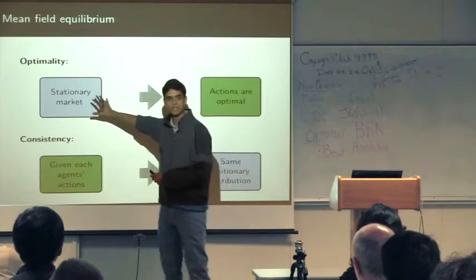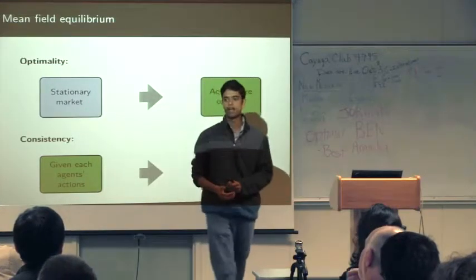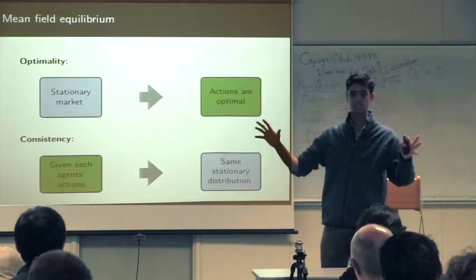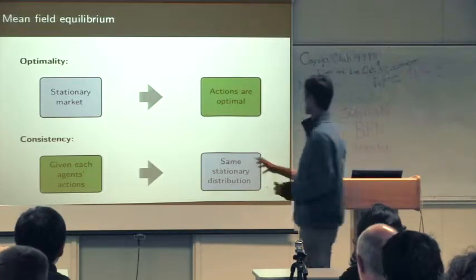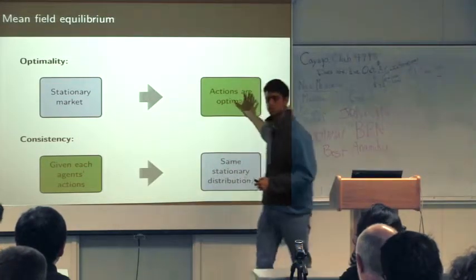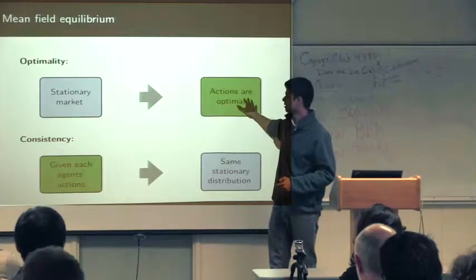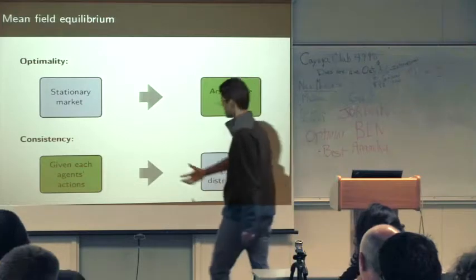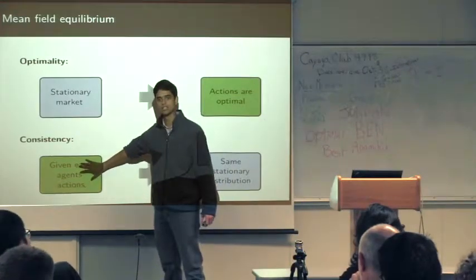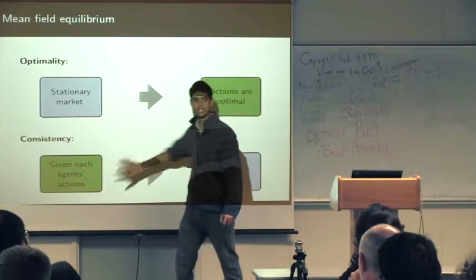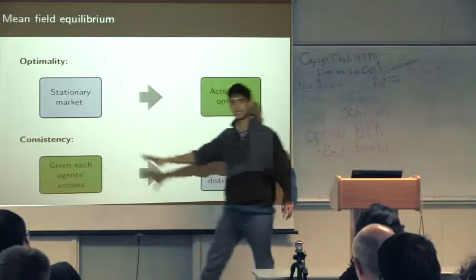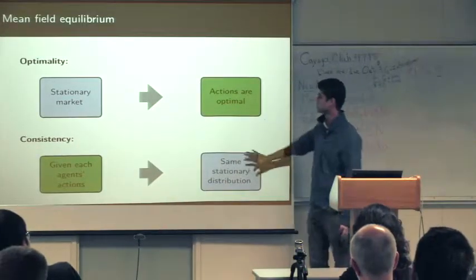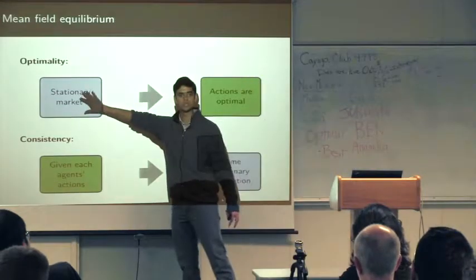One, there is an optimality part, which says that a single agent assumes that the rest of the market is fixed in a steady state distribution, and then just computes the optimal actions. And then we require a consistency part, which requires that if each agent follows the optimal action that we found here, then in a large market, the steady state that arises should be the one that they assumed to begin with.